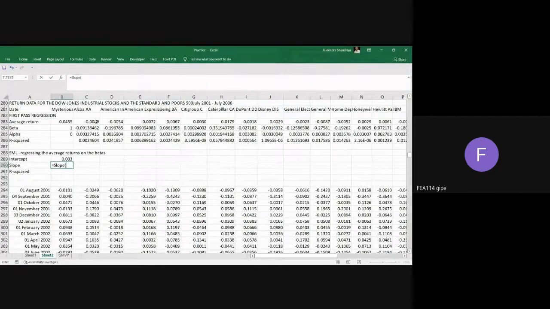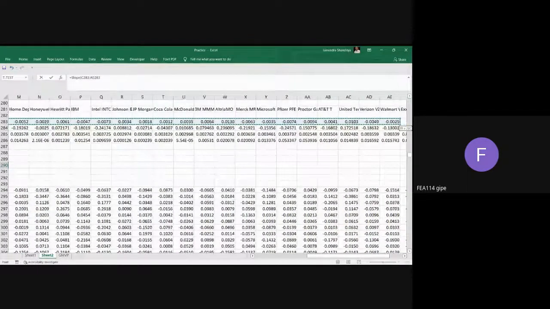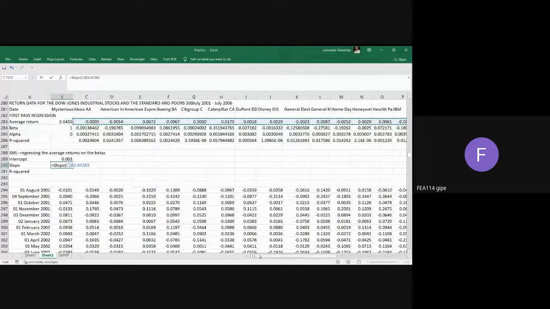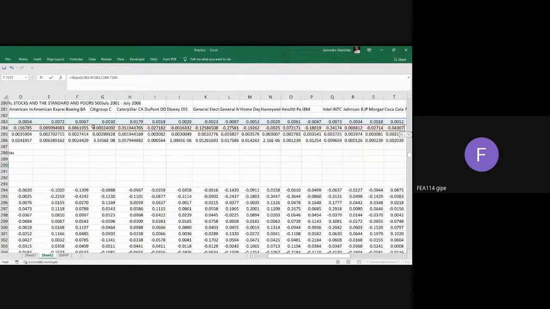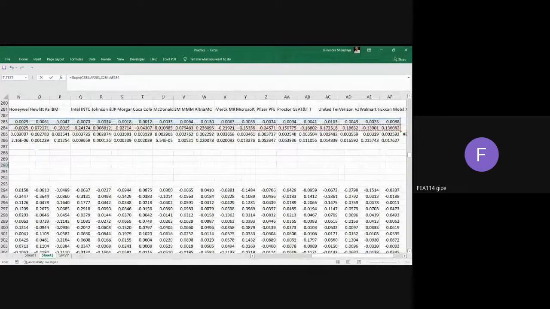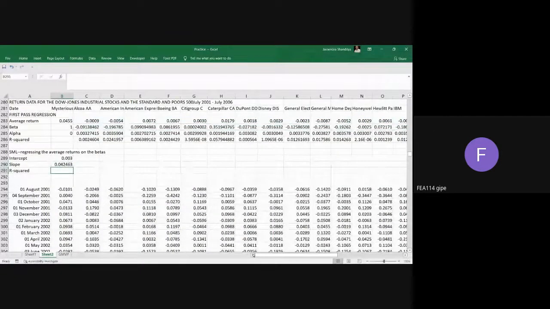So again, for slope, we'll use the y, which is the average return with 30 stocks. We got beta also. We got our beta also. Now the most important thing is the R square.